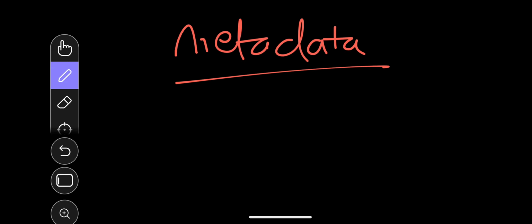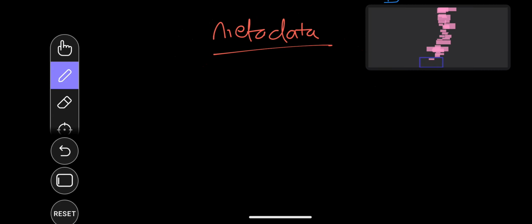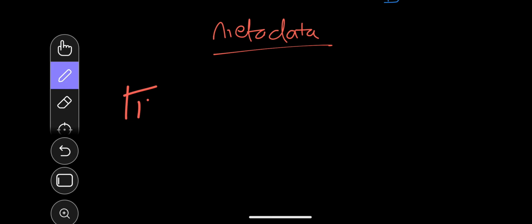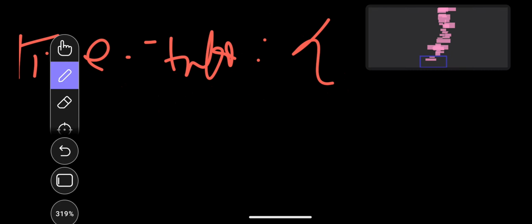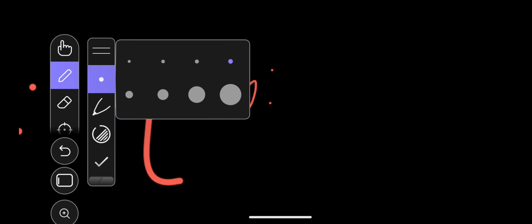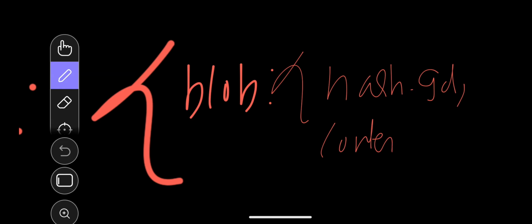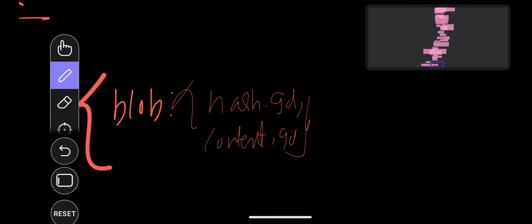The metadata. So the file information structure would look something like this, I think. For every file, let's say this is the file information. Inside this, what all things will we have? Let's say we will have the blob. Yes, so this is the blob. Now inside this there can be hash ID, then we can have content ID, right? So now we know that the blob is going to be like this.